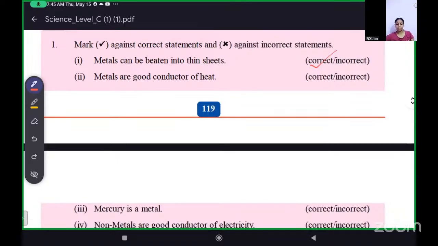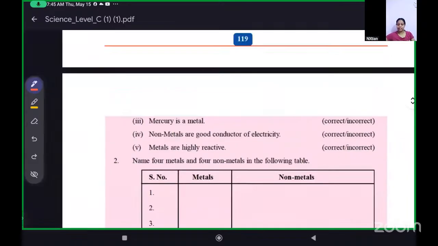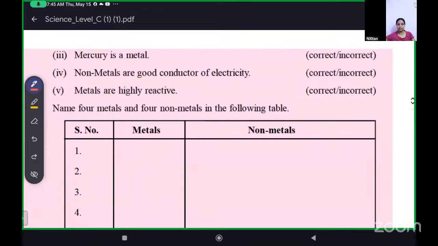Metals are good conductors of heat. Correct or incorrect, Anna? Ma'am, correct. Yes. Then, mercury is a metal. Correct. Yes. Non-metals are good conductors of electricity. Incorrect. Incorrect. And the last one.